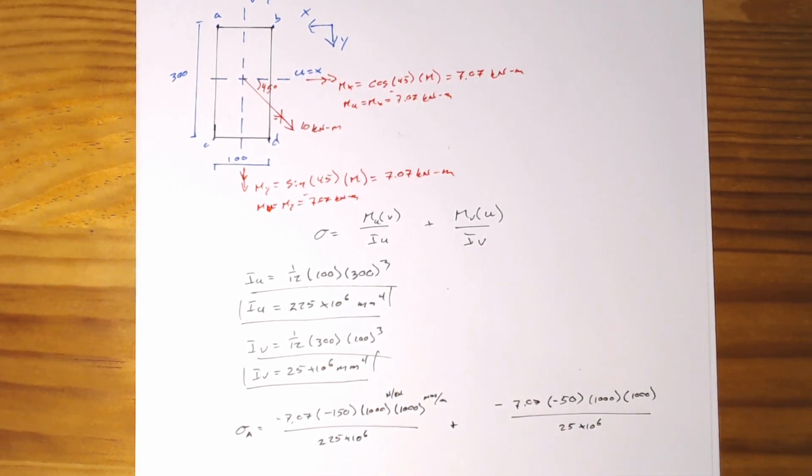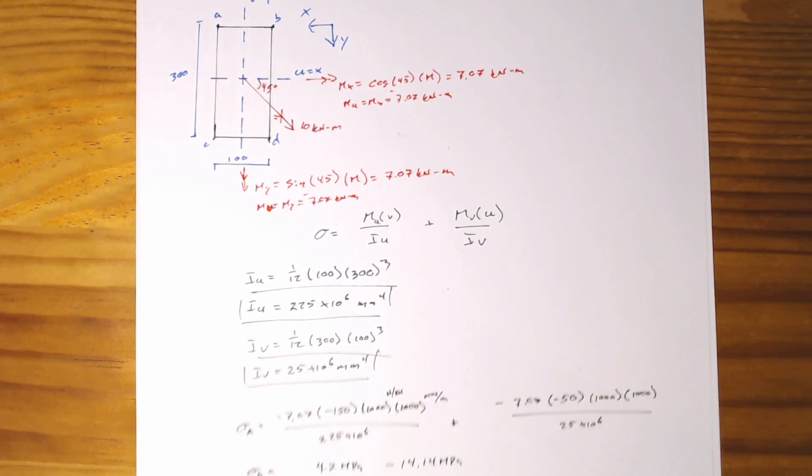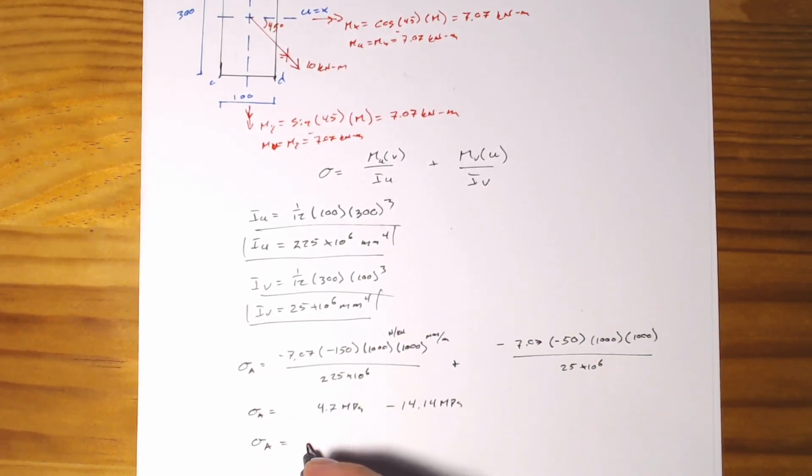And what we end up with is sigma A equals 4.7 MPa minus 14.14 MPa. Sigma A equals negative 9.44 megapascals.